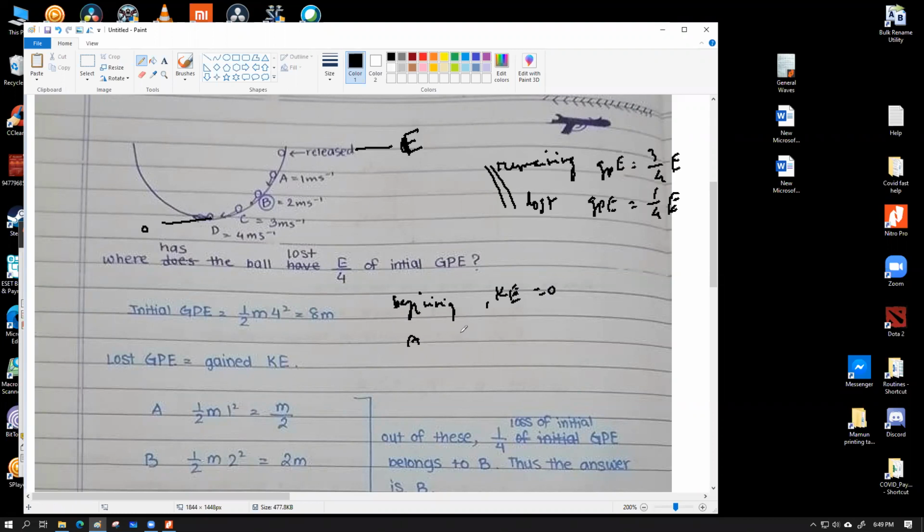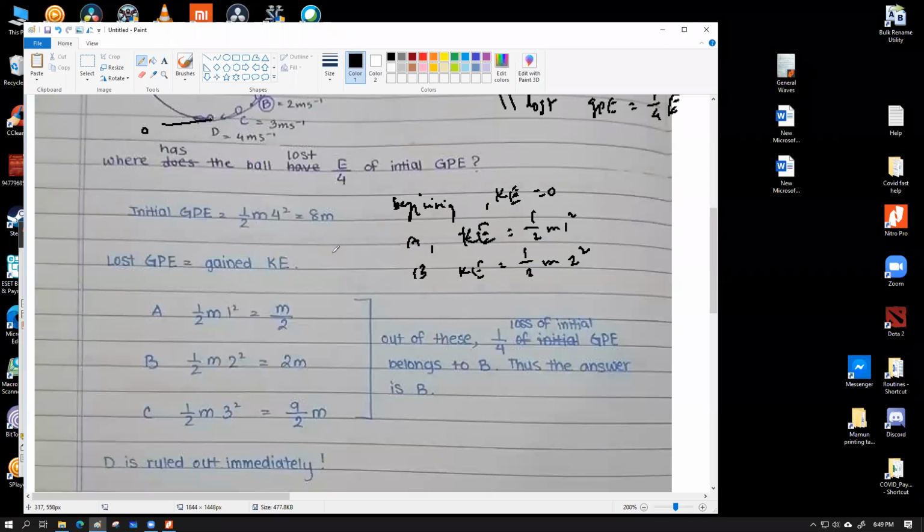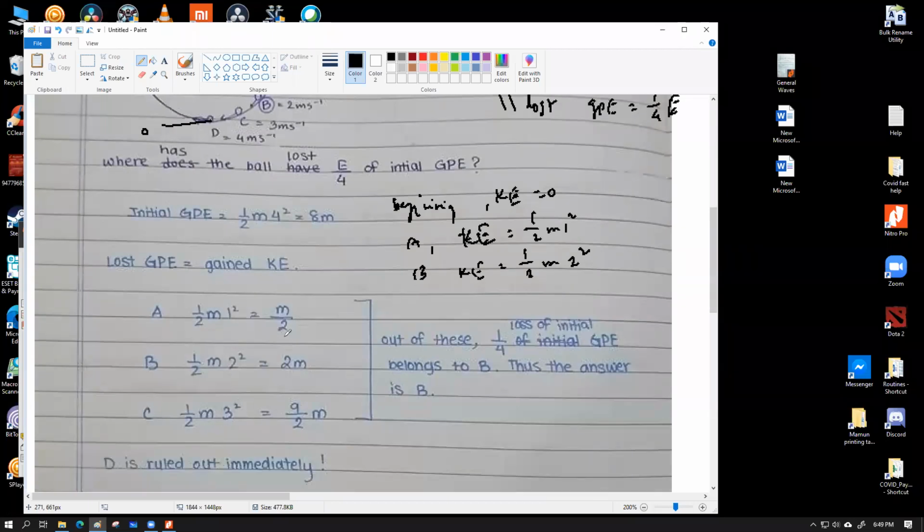a পয়েন্টের kinetic energy কত হবে? In terms of m বলতে হবে, exactly, কারণ in terms of m ছাড়া আমরা পারবো না। This should be half m1 square. b তে হবে half m2 square. So c তে হচ্ছে half m3 square. So we calculate the kinetic energies in terms of m. আর একদম লাস্ট পয়েন্টের kinetic energy হবে half m4 square, which is 8m.